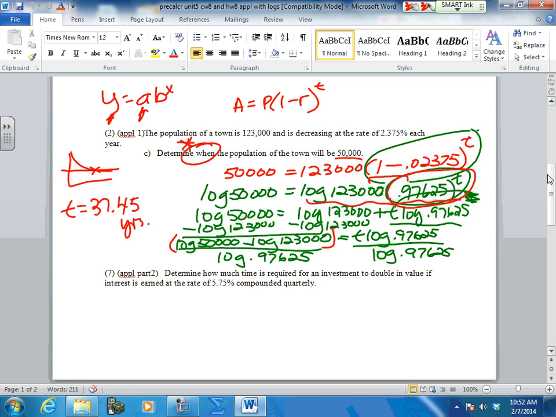So what you guys are going to do is you're going to go back to your packets from your applications for your exponents. I kept the same number. You're going to pull out the equation and instead of solving it graphically, you're going to solve it using logs.